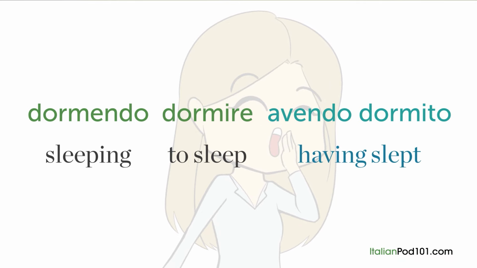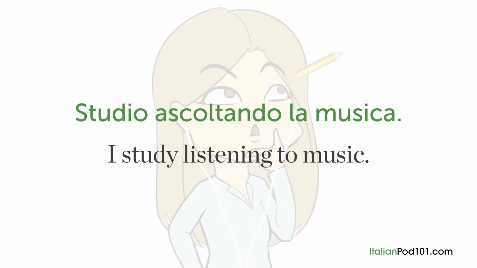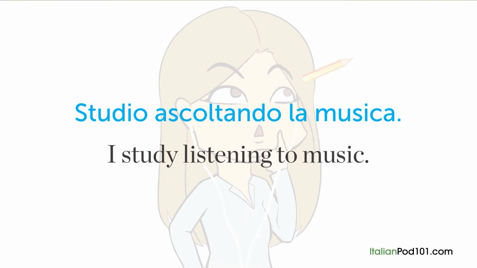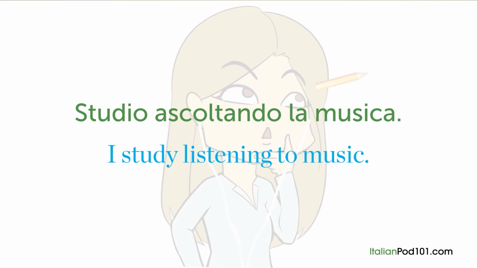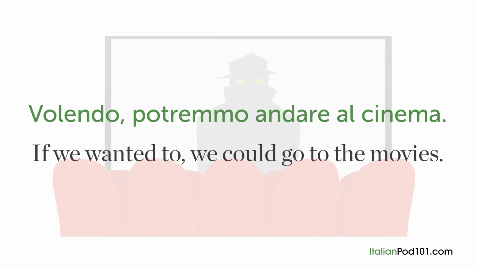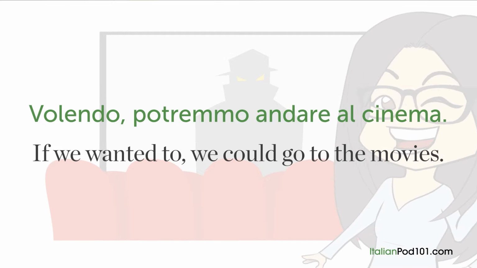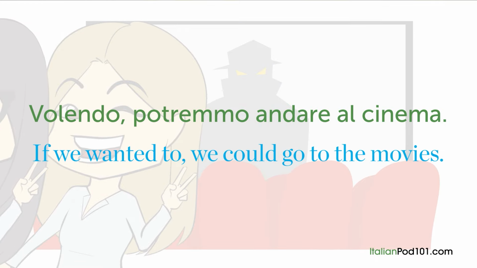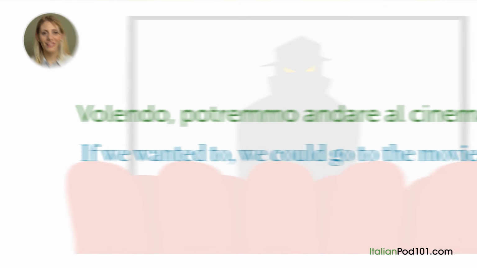Avendo dormito, having slept. You can use the gerund alone for two actions happening at the same time. Studio, ascoltando la musica. I study, listening to music. To say why something happens. Essendo stanca, andrò a letto. Being tired, she went to bed. To express a possibility, a hypothesis. Volendo, potremmo andare al cinema. If he wanted to, we could go to the movies.